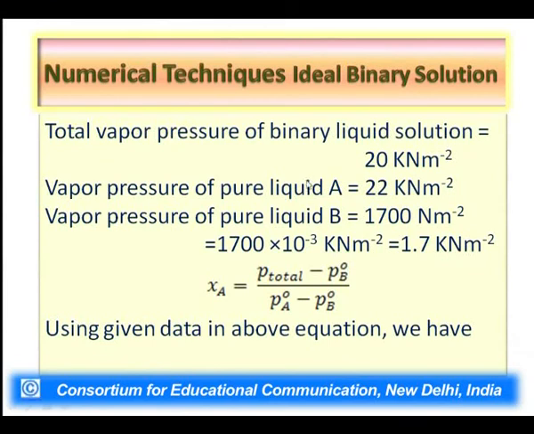Now, just have a look. We are given Pa naught as 22 kilonewton per meter square and Pb naught as 1700 Newton per meter square, but mind you, we should convert it to kilonewton per meter square so that both have the same units. So, we get 1.7 kilonewton per meter square. We can rearrange the total pressure versus composition in liquid phase formula to get the composition in liquid phase as xa equal to P total minus Pb naught divided by Pa naught minus Pb naught. You can see now all these values, Pb naught, Pa naught, P total, are given.